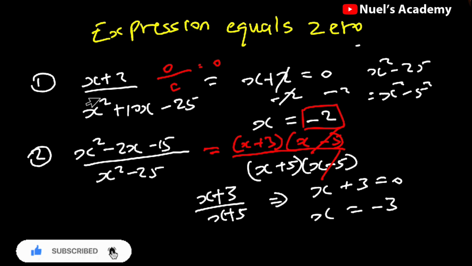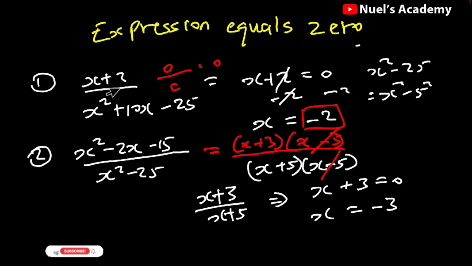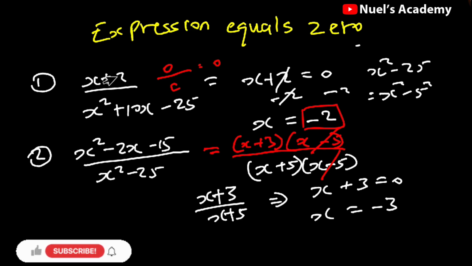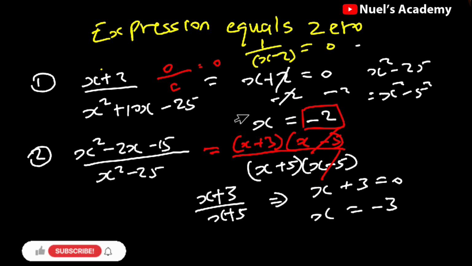The reason why I didn't factorize question number 1 is because this x plus 2 is already in its simplest term, and there's no way this expression here will cancel any of the expression here. Otherwise, it will be equal to 1 over another expression, let's say x minus 2, which if you equate 1 to 0, it won't make any sense. So that's why I didn't factorize it.